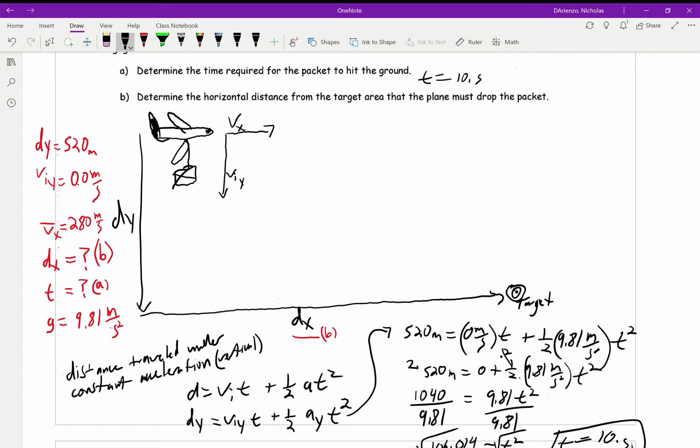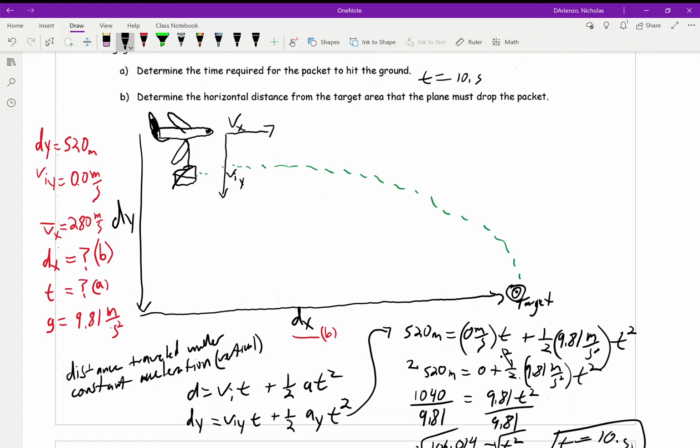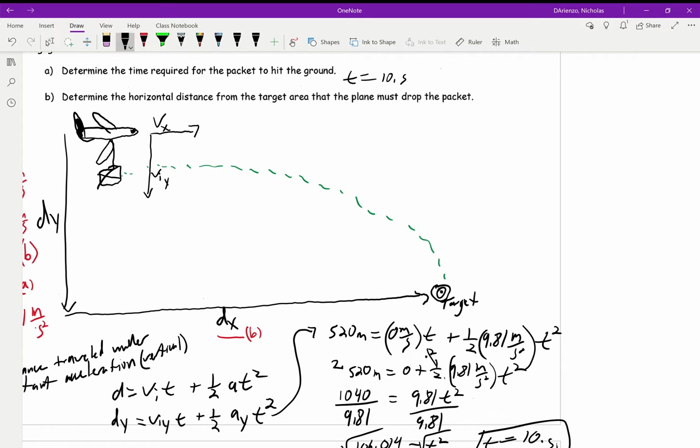Now this crate, as it moves towards the ground, is going to fall with a parabolic trajectory as it's moving forwards with its velocity in the x direction and accelerating towards the ground due to gravity. So we've got to figure out what this x distance is. And this is going to be the second part of our problem here. I'll label that there. This was A. So determine the horizontal distance from the target area that the plane must drop the packet.